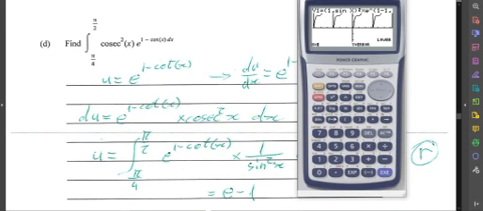Integral between pi over 4, that's the lower, and pi over 2, that's the upper. Okay, it doesn't want to do it for me.